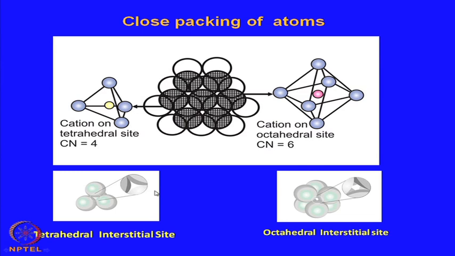So, we have 2 different kinds of interstitial sites created by bringing together 2 close packed layers. That is one of our primary considerations for understanding the structure of different materials and different oxides in general.